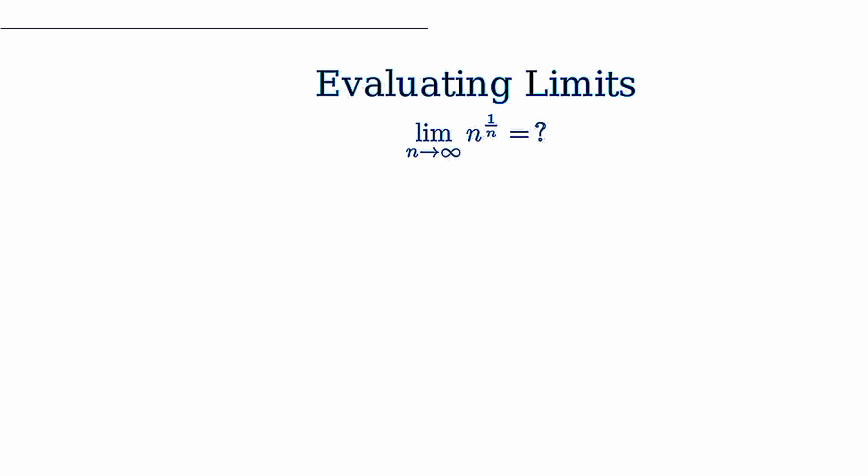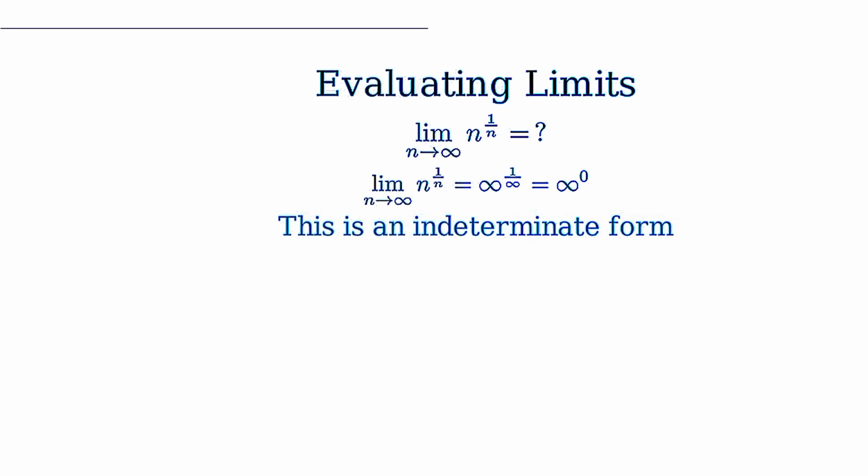This is a standard limit that appears in calculus and has some interesting properties. Let's first see what happens if we try direct substitution. As n approaches infinity, n would become infinity, and infinity raised to the power of 1 over infinity gives us an indeterminate form. Specifically, we get infinity to the power of 0, which is indeterminate. To solve this limit, we'll use a powerful technique involving logarithms.